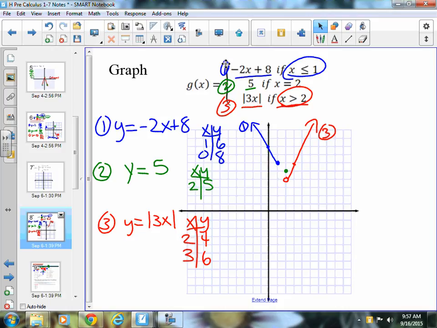So would this be continuous or discontinuous? Not connected again, so it would be a discontinuous graph. And that's how you graph a piecewise function. So write out each of your equations, and we graph.